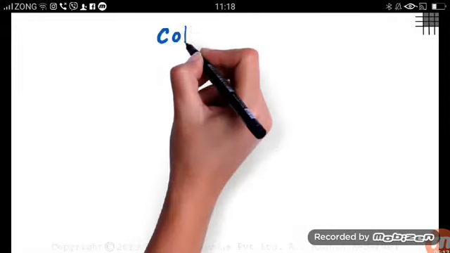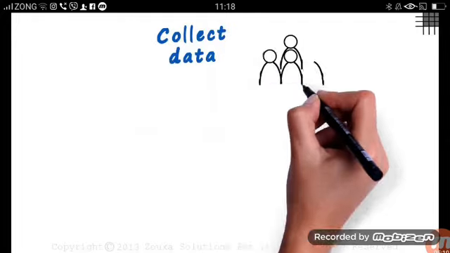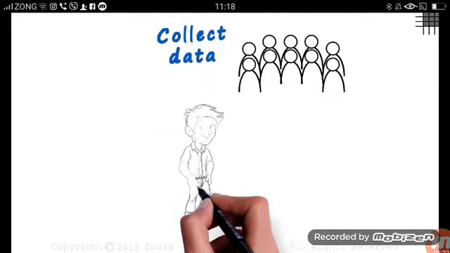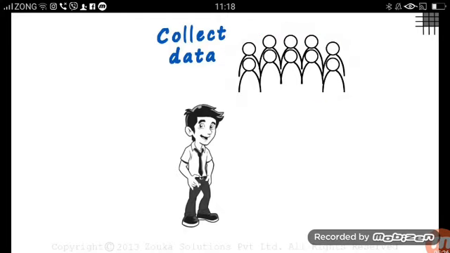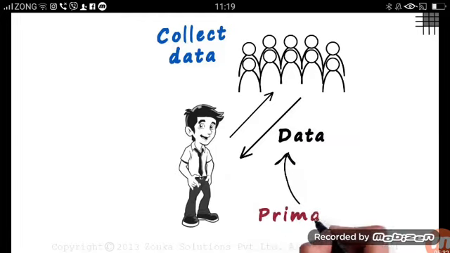How can a person collect data? This is a small group of people, and Zen wants to ask each person a set of questions. So he approaches each person and gets the data he wants. This kind of data is called primary data. What is the other kind of data then?